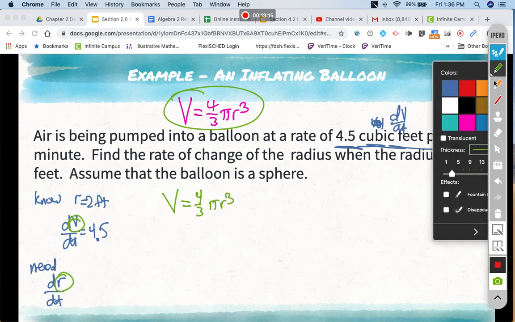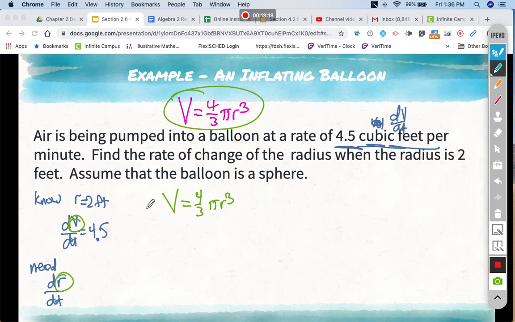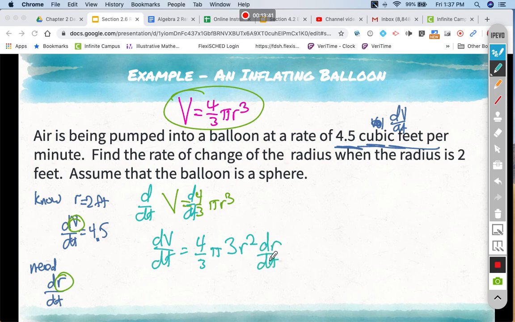I do my derivative, d/dt, so I get dV/dt. I've got a constant, 4/3 pi, and then I have r, so using the general power rule, that's going to give me 3r squared dr/dt. And dr/dt is what I want to know. dV/dt is what I do know, and I know r, so I can plug all of those in. And I can get 4.5.